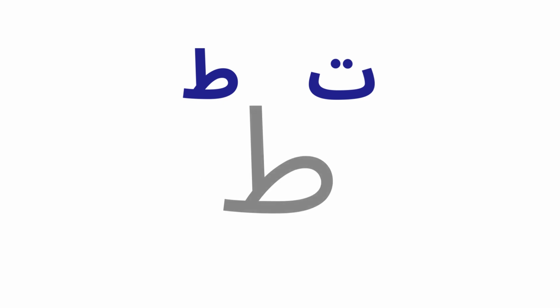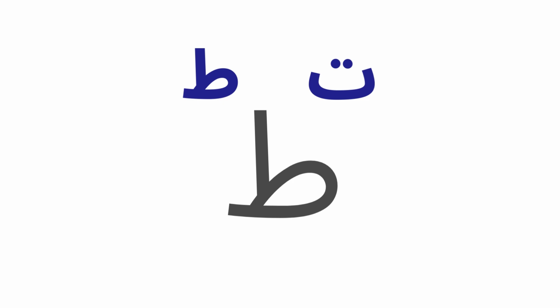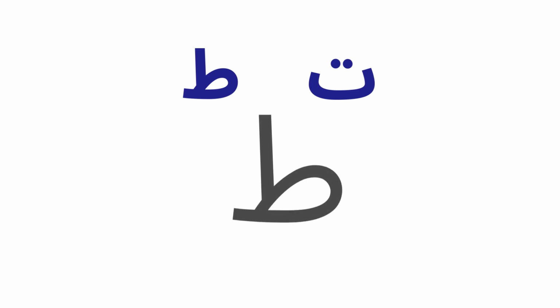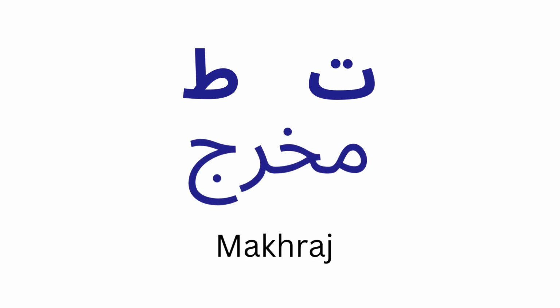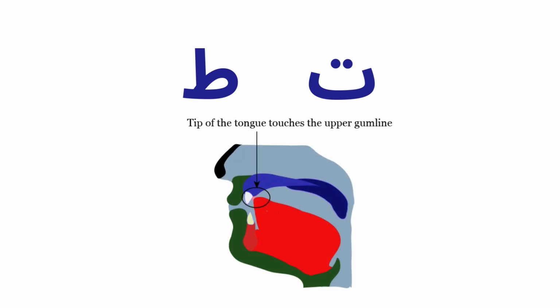The first two resembling sounds are of the letters ta and to. Ta, to. You may already feel the difference between the two sounds. The sounds of both letters have the same articulation point. In Arabic, it's called makhraj. The tip of the tongue touches the upper gum line, just behind the two top incisors. This is the articulation point of both ta and to.